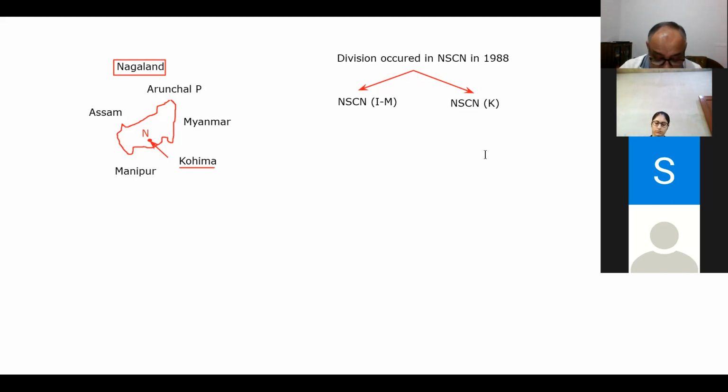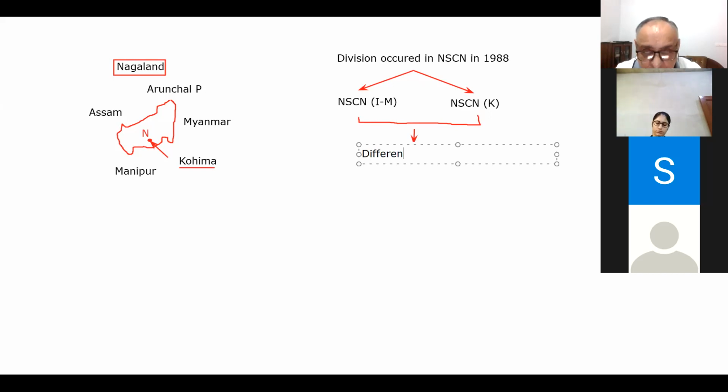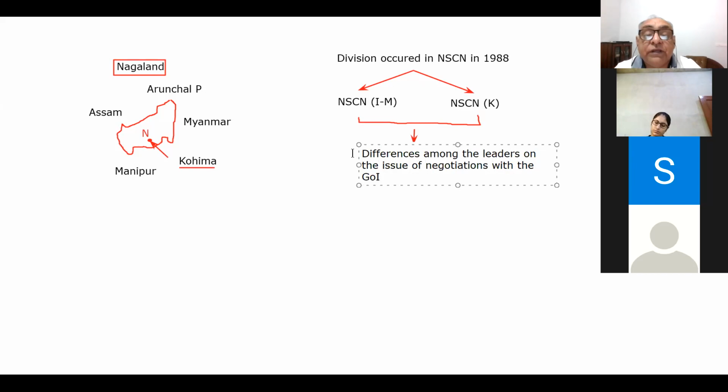So this is there. And a second major difference was among the leaders on the issue of negotiations with the government of India. Differences arose among the leaders on the issue of negotiations with the government of India. So an issue arose on this point too, and that is why they separated and formed two organizations.